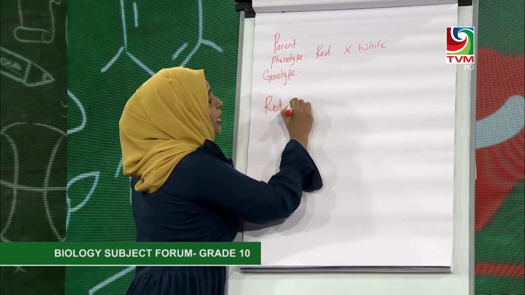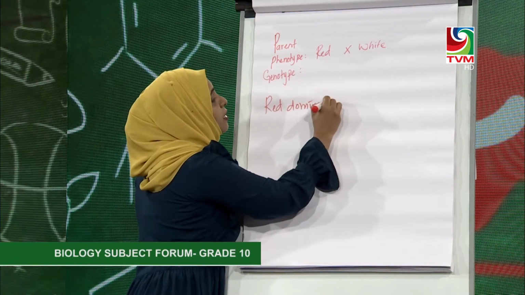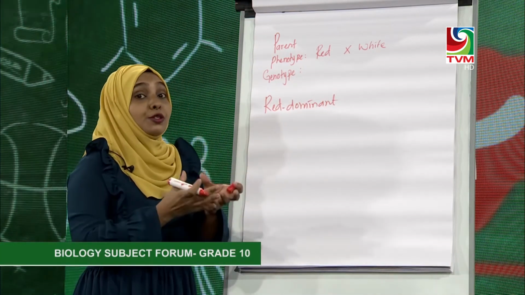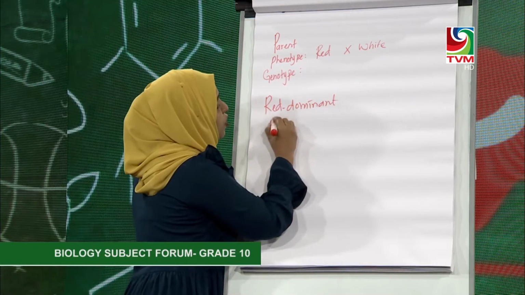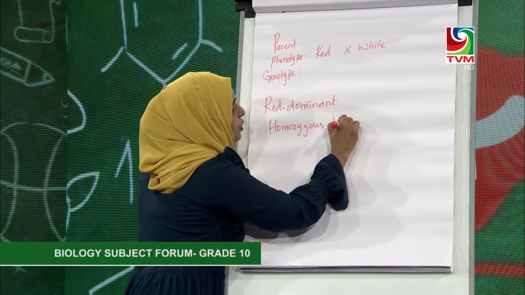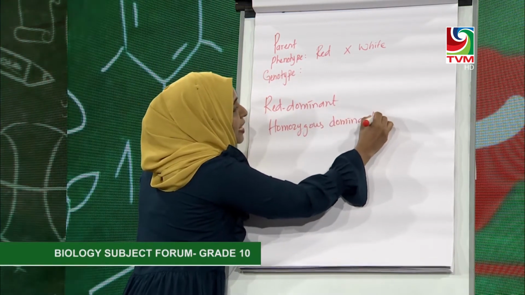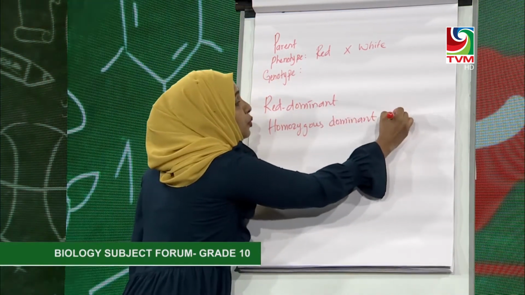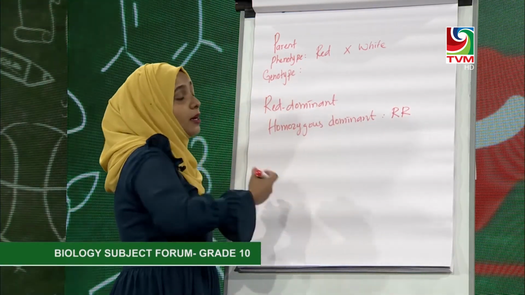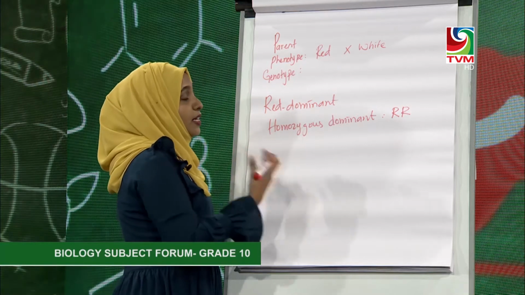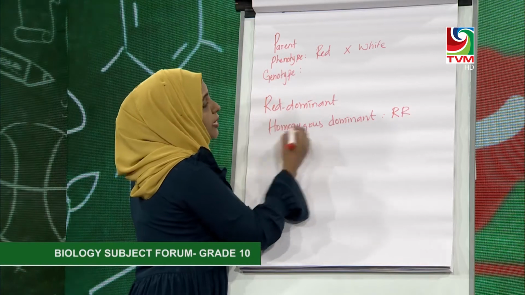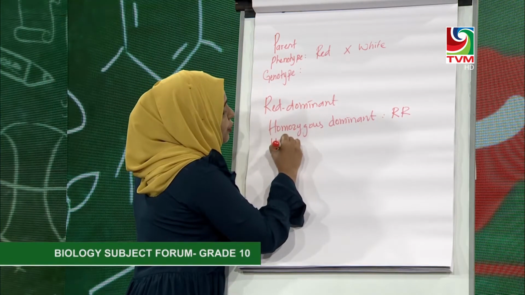Because red is dominant, it can be expressed in two ways. One way is homozygous dominant. Homozygous dominant means having two dominant alleles. These are the terms we use to explain the genotype of organisms. Homozygous dominant, and heterozygous.